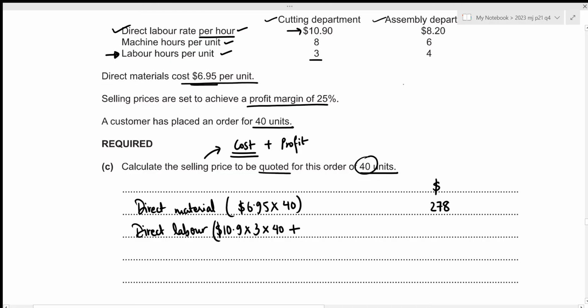Now we repeat the same process for assembly department. So we start with our direct labor rate per hour of 8.20. Then we need to multiply it by the labor hours per unit in order to figure out the direct labor cost per unit. And it's given to be 4. Then we multiply it by the number of units so that we get the total direct labor expense for assembly department. And this gives the total of direct labor to be 2,620. Alright, now we can move towards our overheads.